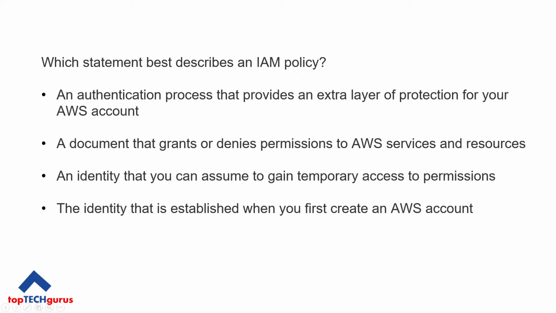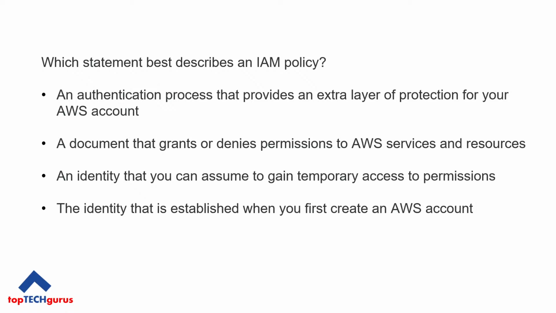An authentication process that provides an extra layer of protection for your AWS account. This is a pretty regularly asked question. The authentication process that provides an extra layer of protection for your AWS account is typically two-layer protection or multi-factor authentication. If you have used a different device to log in to your email or your bank account, you might have needed to use multi-factor authentication, where you get a text on your phone, or you use an authentication app on your phone to get a code, and that code gets entered into the website. This is for extra layer protection.